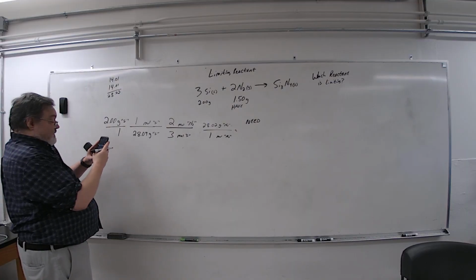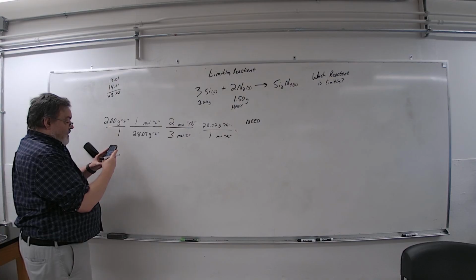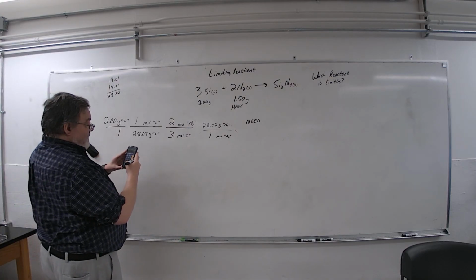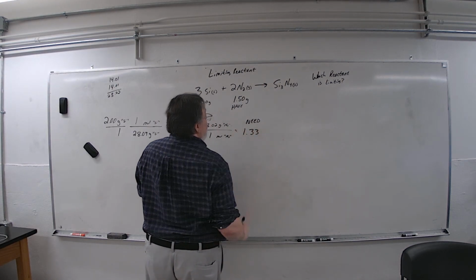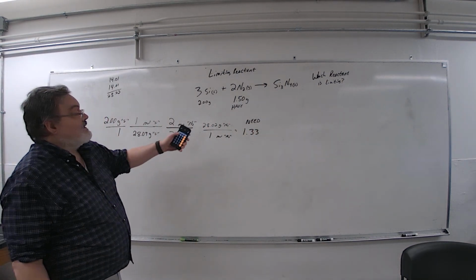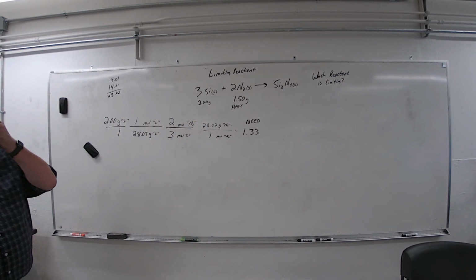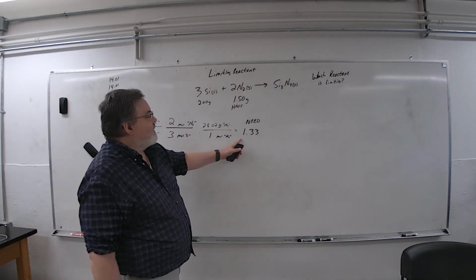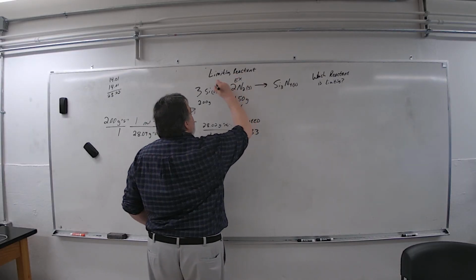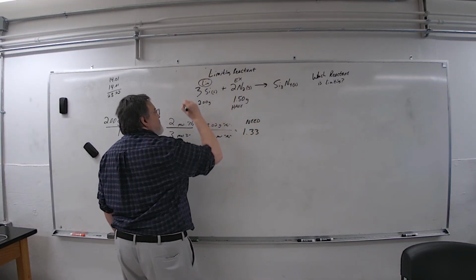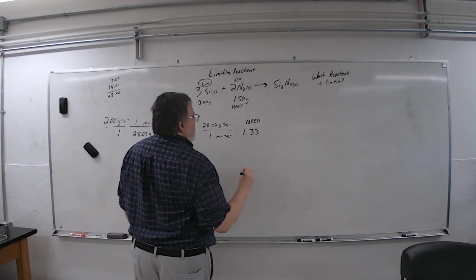2.00 times 2 times 28.02 divided by 28.09 divided by 3. We did this one the other day. That's how much I need. This is how much I have. Do I have an excess or am I limited? I need 1.33. Huh? So this is excess. That means silicon is the limiting reactant.